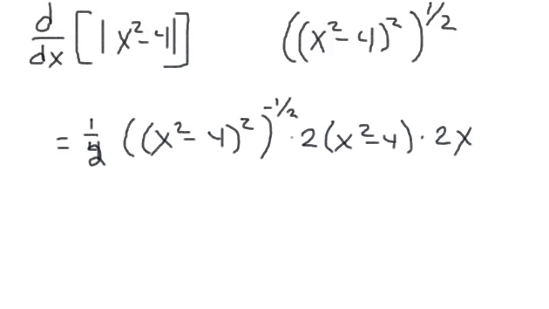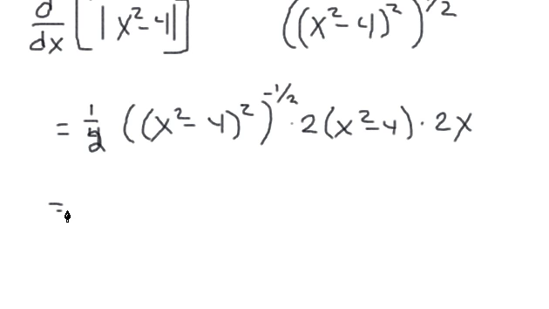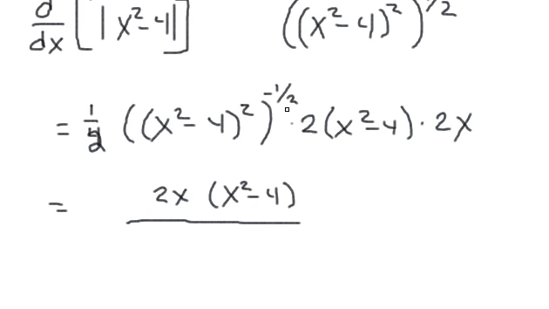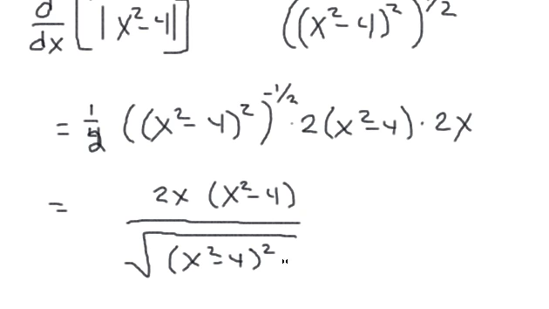So let's scroll up the screen a little bit, try to clean this mess. What a mess. 1/2 of 2, that's going to go away. We're going to be left with a 2x in the numerator times x squared minus 4. And that's going to all be over, this is going to go down to the bottom. I'm going to go ahead and just say, look, let's make that a square root, okay? And then I'm going to put a parentheses. We have x squared minus 4 quantity squared. So there is the derivative.